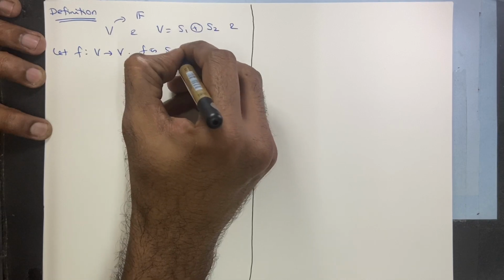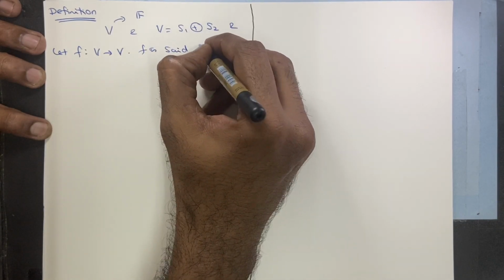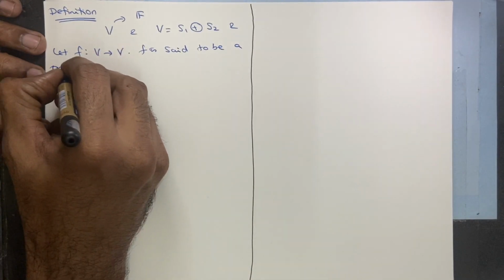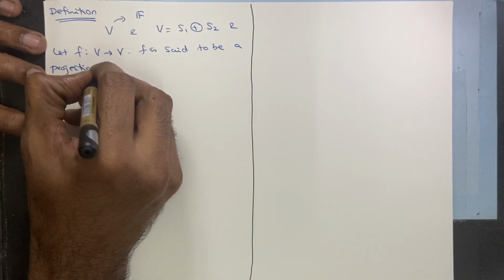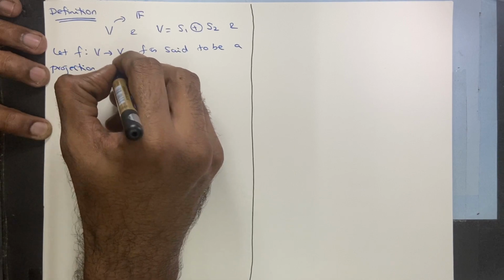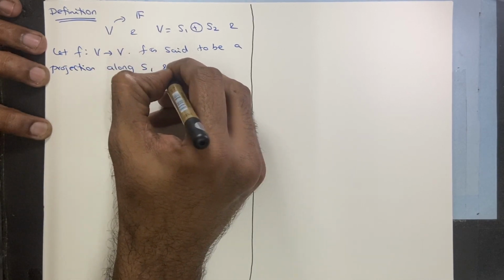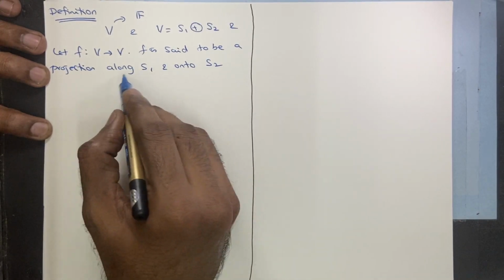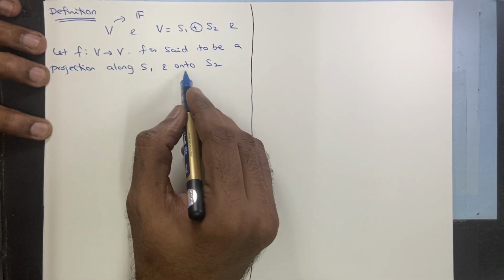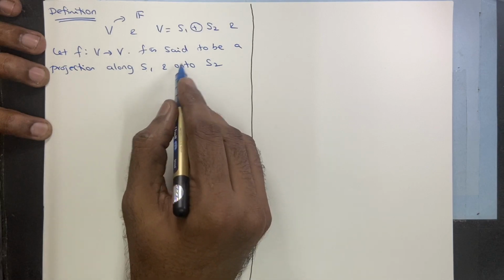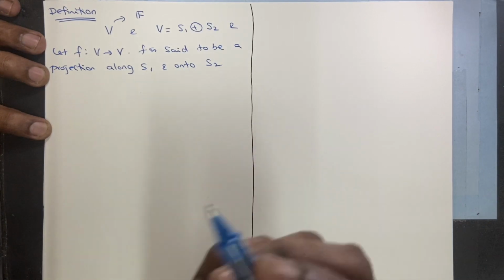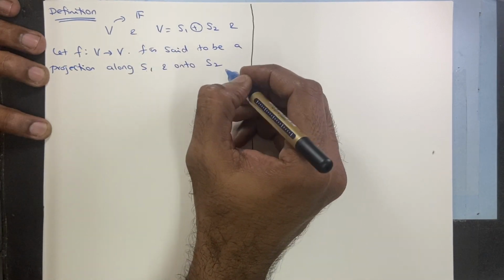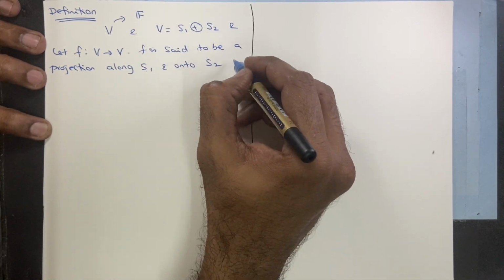f is said to be a projection map, a projection along S1 and onto S2. This tells you the direction of the projection and also the image of f. Along S1 and onto S2.